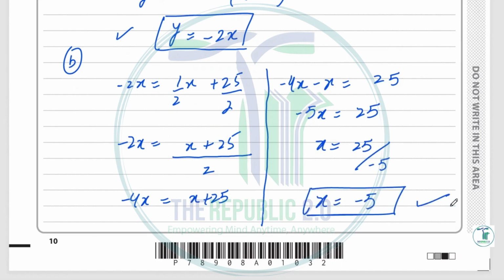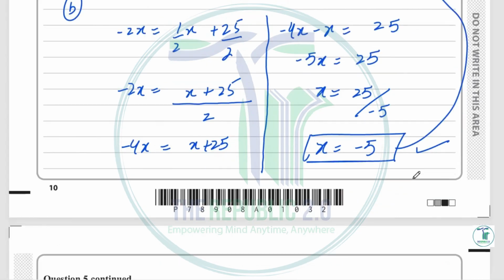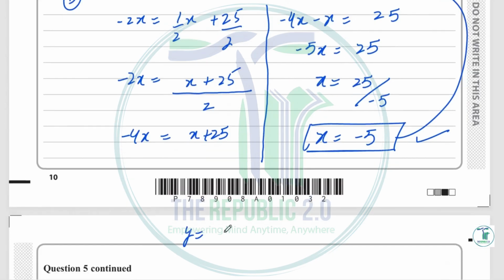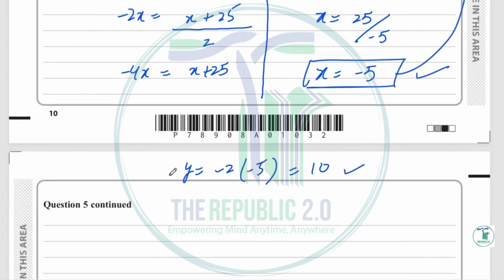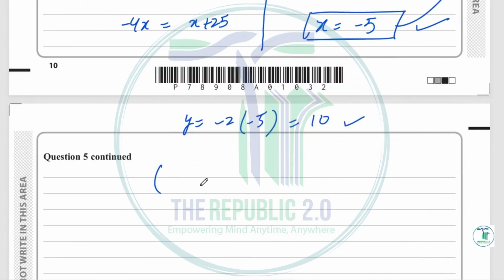So that is how we'll get the value of x. And once we've got the value of x, we can easily get the value of y as well by plugging this value of x into this equation. So you must have y equals negative 2 times negative 5, which comes out to be 10. So that is how you'll get the value of y. So you've got x and you've got y. So you've got the point as well, and that is negative 5 and 10, which is the point of intersection.